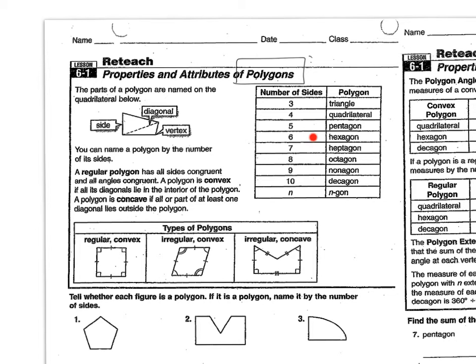So here we have 3 is triangle, 4 quadrilateral, 5 pentagon, 6 hexagon, 7 heptagon, 8 octagon, 9 nonagon, 10 decagon. 11 was what? Endecagon or undecagon. And 12 was what? Dodecagon.